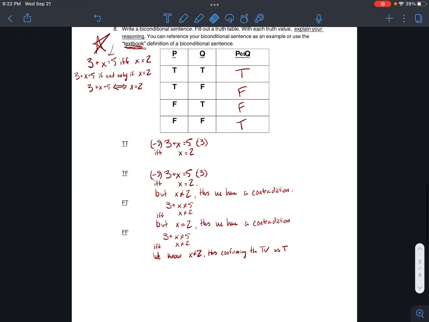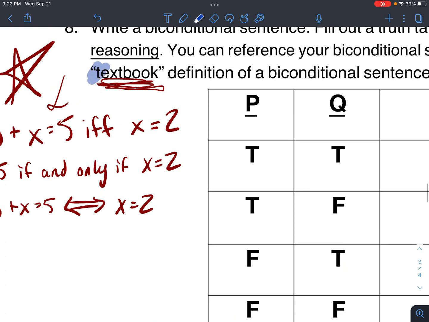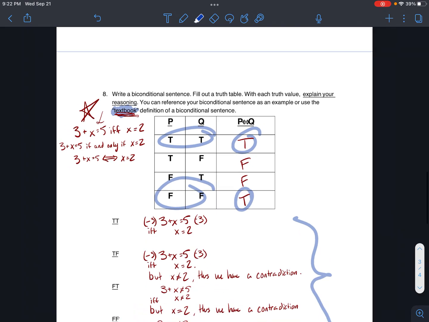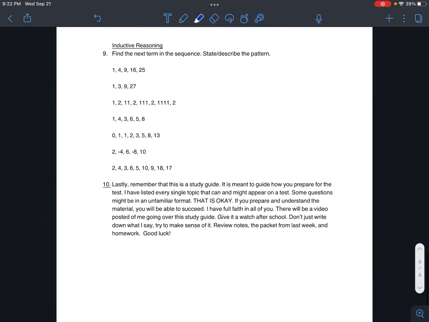So the reasoning, just explain yourself, and if you're not comfortable drawing these more mathematical conclusions yet, I would stick with your textbook definition, where if you have two of the same truth value, you're going to have true, and if you don't, they're going to be false.